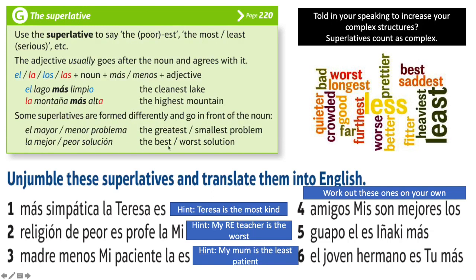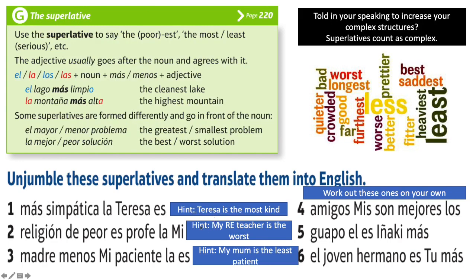Now, okay, now that you copy that, in your book you write grammatica, you underline that, and you have here 6 sentences, but they are jumbled. So you have to unjumble these sentences, put them in order. So for example, the first one, what I'm trying to say here is Teresa is the kindest. So how are you going to do that? I'm going to tell you the first one together. So for the first one, it's going to be Teresa es la más simpática. Yeah? Teresa es la más simpática.